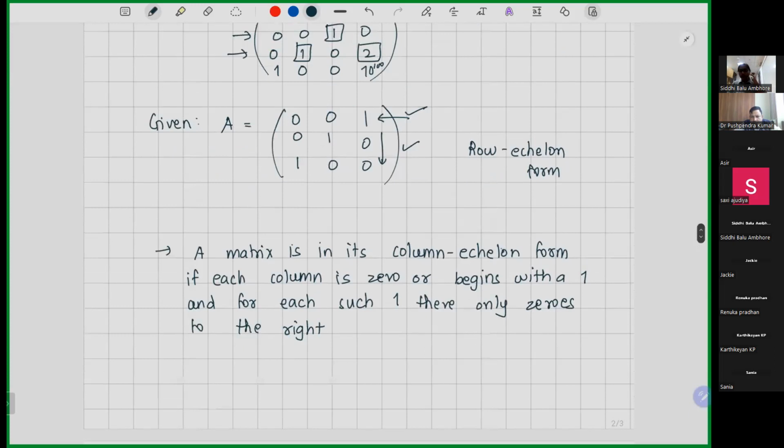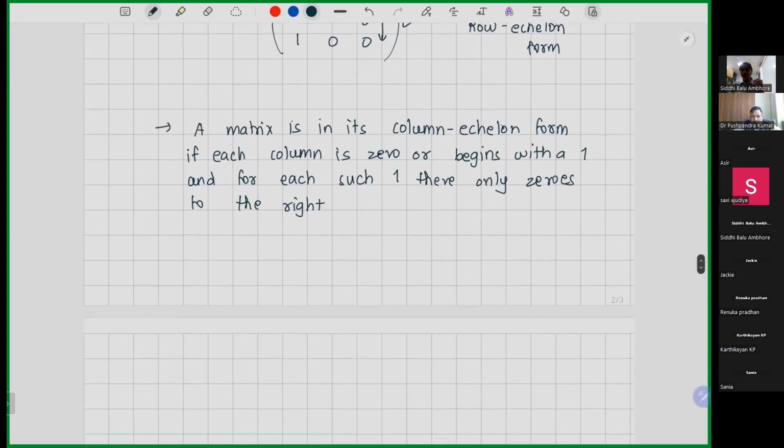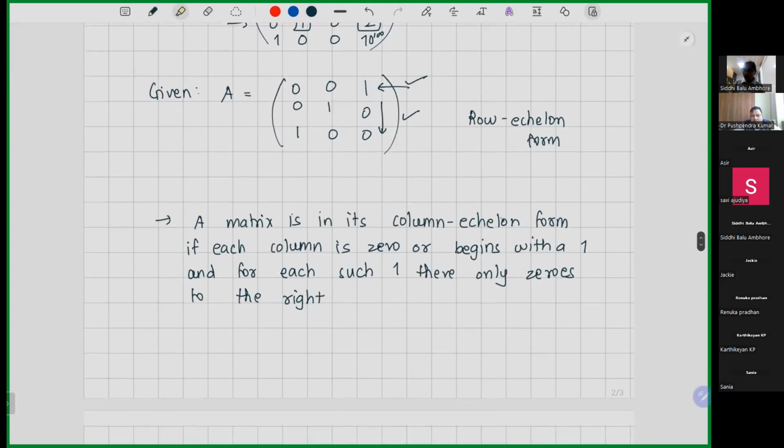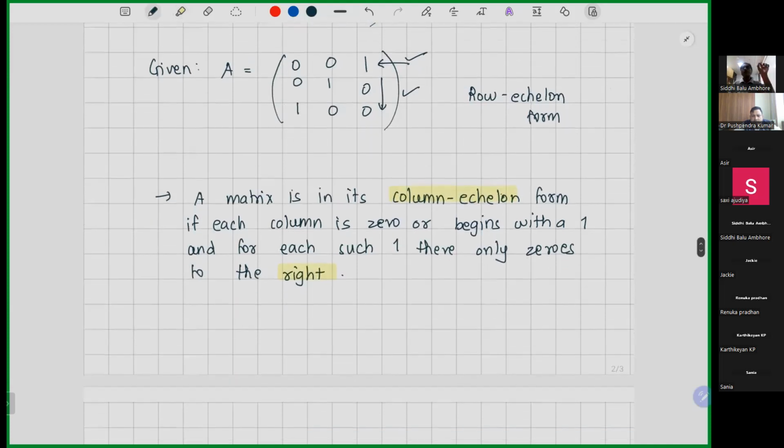Okay, so now in row echelon form, if we have a leading 1, then below that 1 all the entries must be 0. Now in the column echelon form, so this was row echelon form, where the entries below the leading 1 are 0, and for the column echelon form, everything to the right of that first non-zero one must be 0.